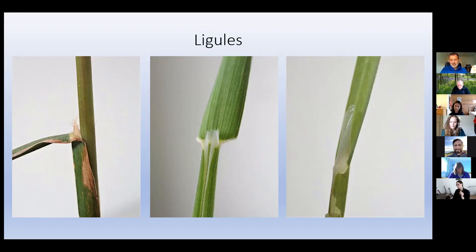So looking at the pictures on the screen, we've got in the middle a very short ligule, a bit like a collar with a slightly corrugated upper edge. And on the far right is a ligule that's long and pointed. So it's another good feature to have a look for when you're first faced with an unknown grass. So ligules.